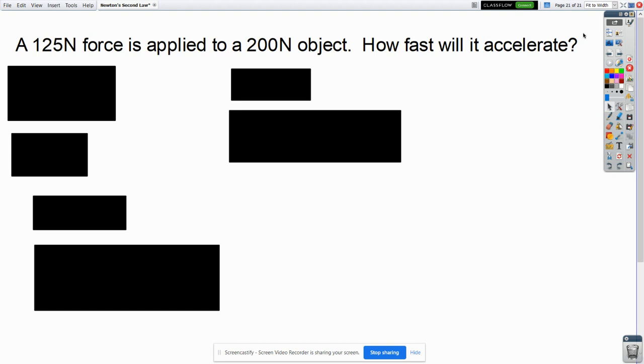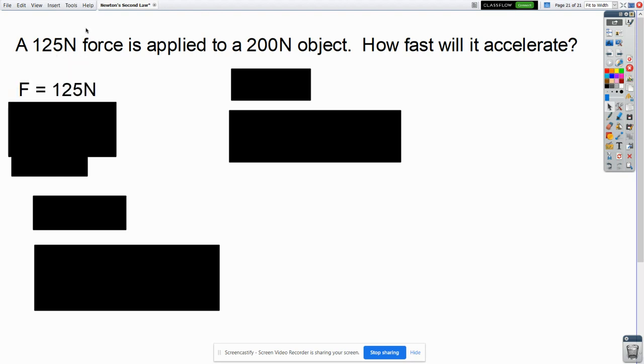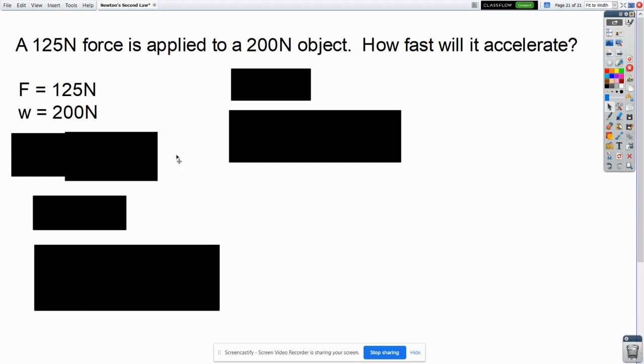This is one that I alluded to earlier where newtons can be used to represent two different things. I have two things in this question that are measured in newtons. A 125 newton force is applied to a 200 newton object. This outright says force, and I said that's what it has to do. But typically when newtons are involved and it's a force, it's got to tell you it's a force. Because this other way, where it just says 200 newton object, there's no word force here, it just refers to the object. That's a weight.